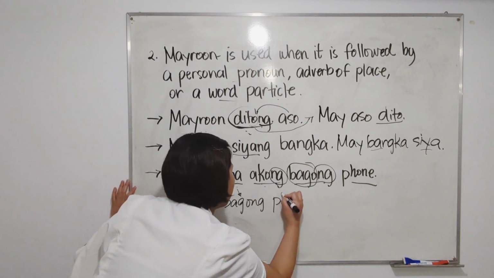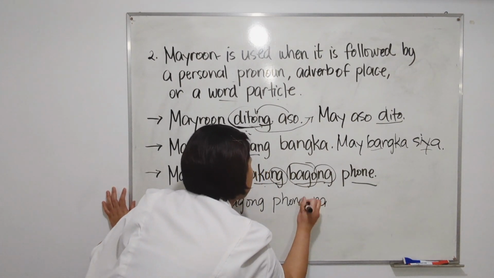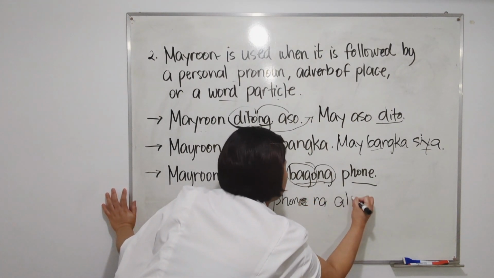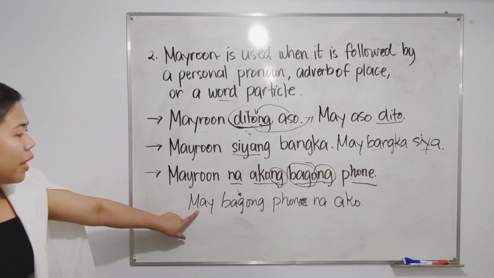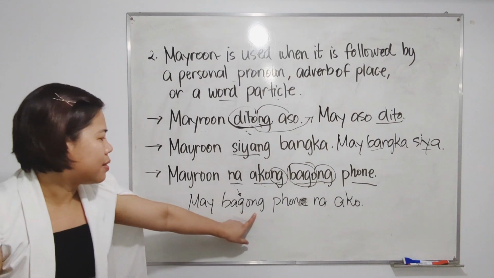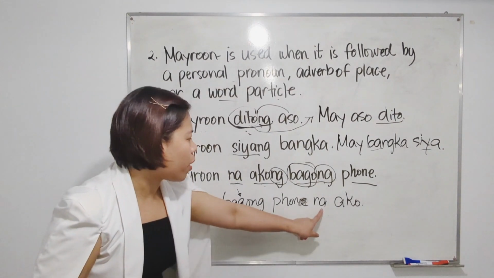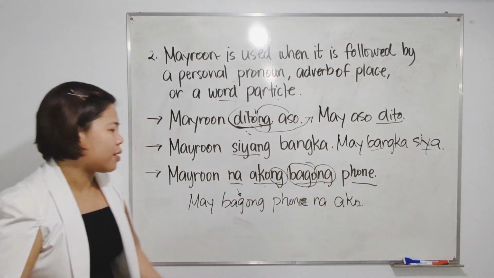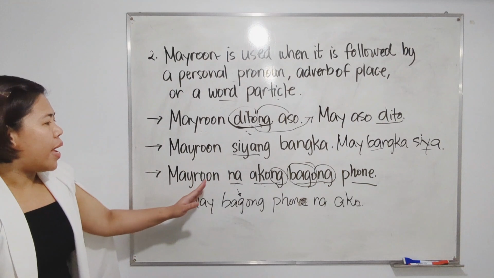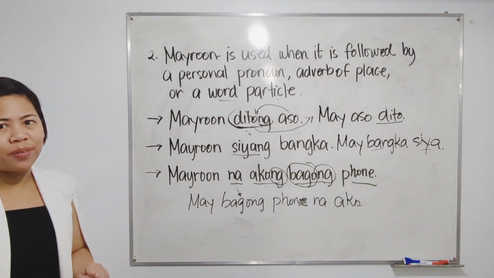May bagong phone na ako. See? Then your mayroon became my, because now next to it is an adjective. And your word particle is in here, and your pronoun is the last one. So, meron na akong bagong phone or may bagong phone na ako.